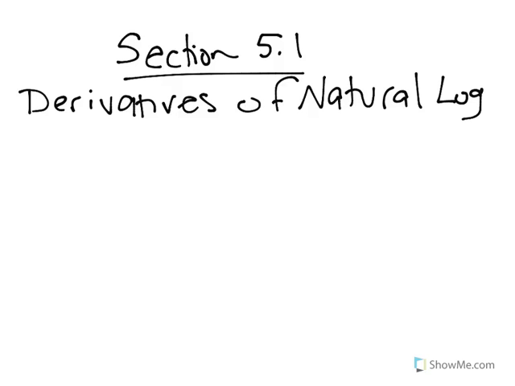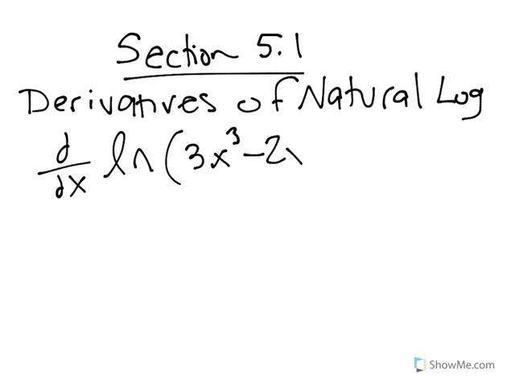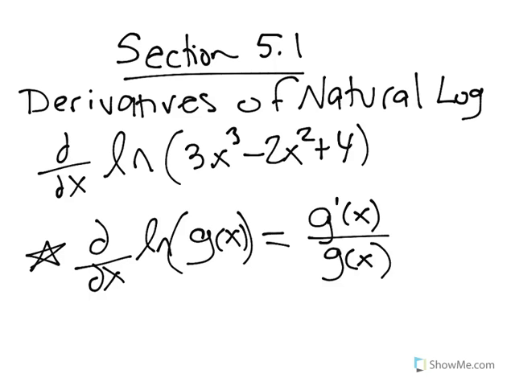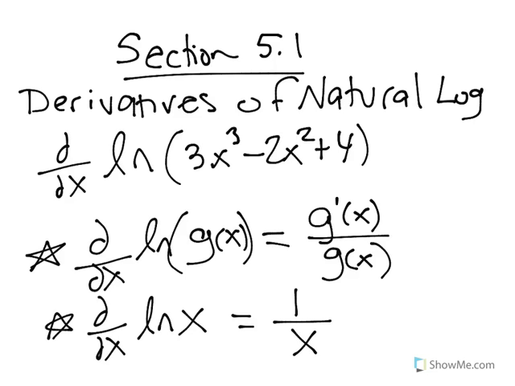To take the derivative of something like natural log of 3x cubed minus 2x squared plus 4, we need a very, very specific rule. The logarithm rule for natural log, taking derivatives of the natural log of some function, let's call it g of x, is always g prime of x divided by g of x. Which means that if I want to take the derivative of just natural log of x, I always get 1 over x, because it's derivative of x, which is 1, divided by x.